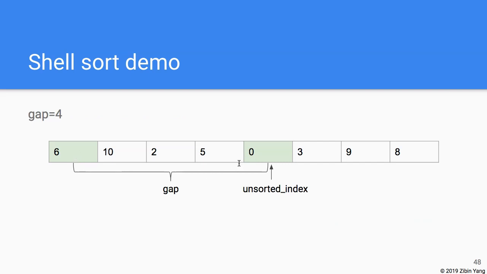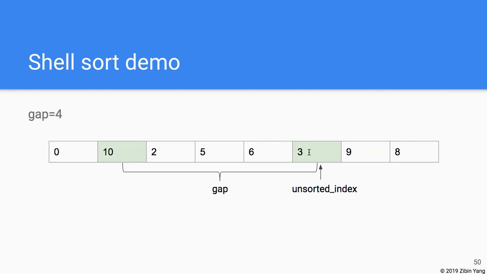The numbers 6 and 0, they are 4 positions apart. So we'll say 6 would be the sorted part in the insertion sort, and then 0 would be the unsorted part. So we just take 0 and compare it to 6, and we have to swap it because 0 is smaller than 6. So we swap it, and then we move on to the next element.